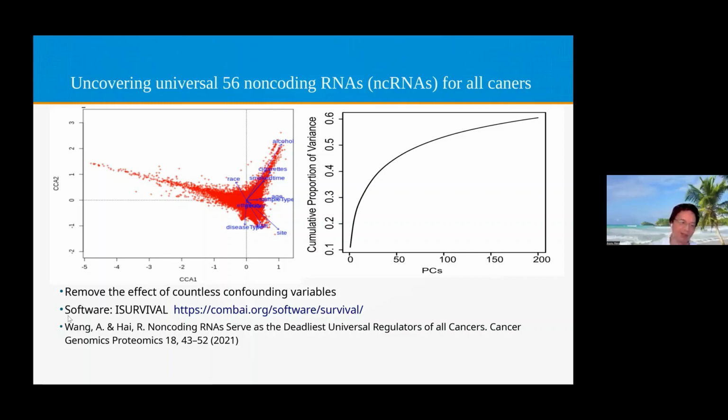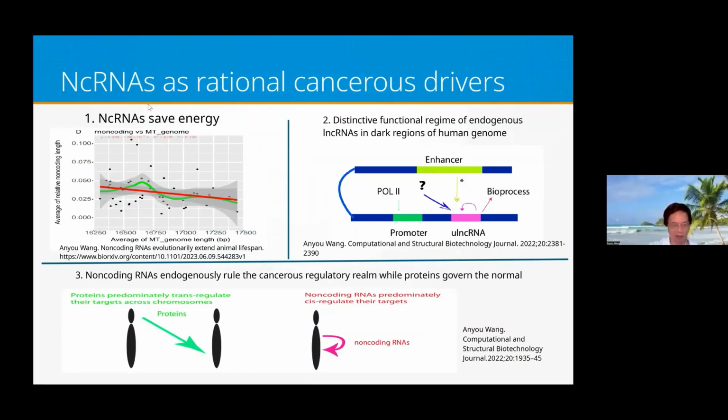So I created one software called iSurvival, to include all the PC 200, also include all the epidemiological variables, and then remove all the confounding variables, and then found 56 non-coding RNAs as the endogenous biomarkers. And why is the non-coding RNA important here?